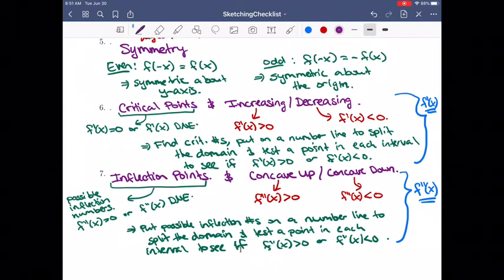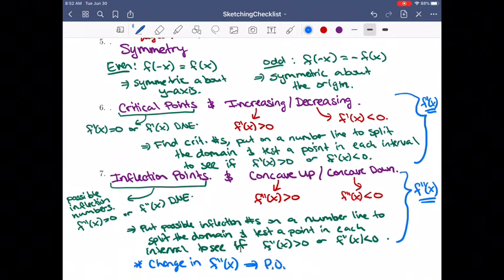And if you get a change, I got this right down here, so a change in the sign of f double prime of x, that's when you get a point of inflection or an inflection point. Okay, so if you change concavity, those are the points you want to include in the graph. So you need to find their y values so you can plot them. Okay, so these are all the things that we want to include in our sketches.